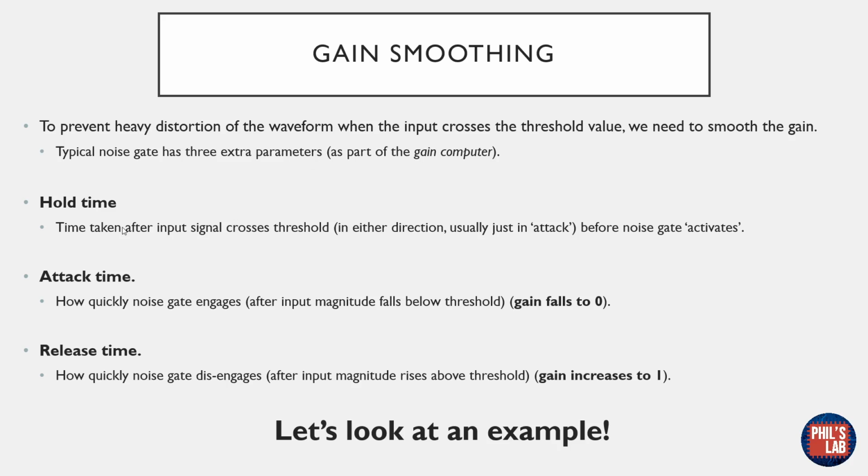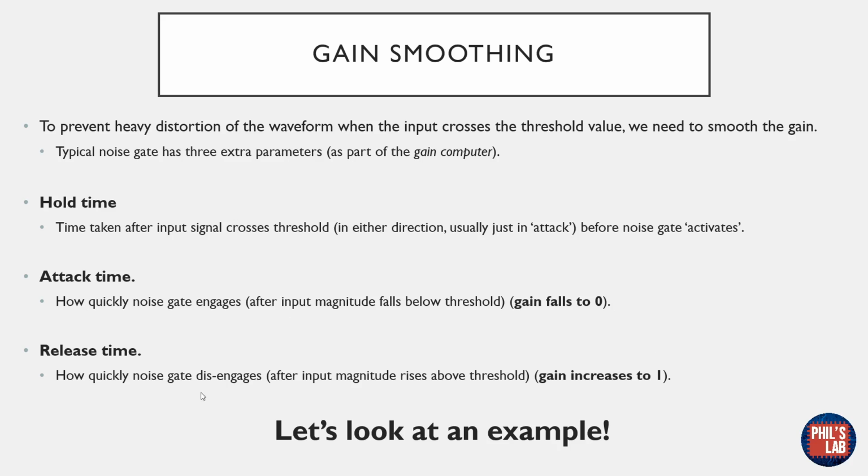One is the hold time, which is the time taken after the input signal crosses the threshold in either direction, but usually it's just in attack mode, that is, before the noise gate activates. Once we've passed this hold time, we have the attack time, which is how quickly the noise gate engages after waiting for the hold time. Attack means our gain falls to 0, which means we are reducing our input signal to 0 as well.